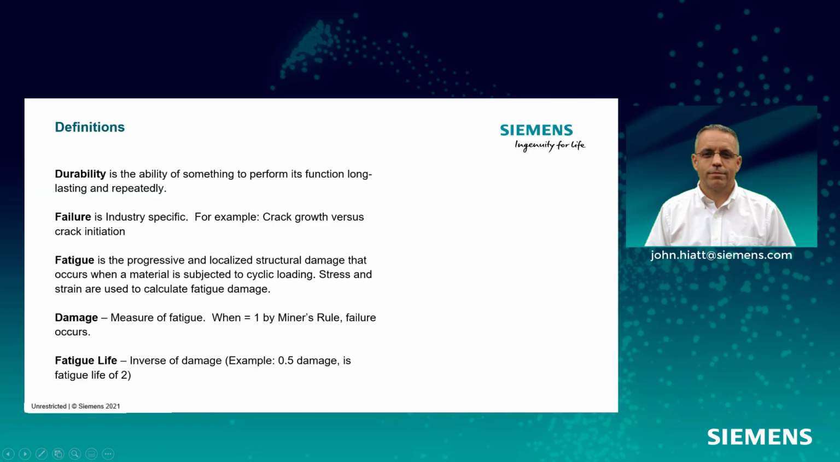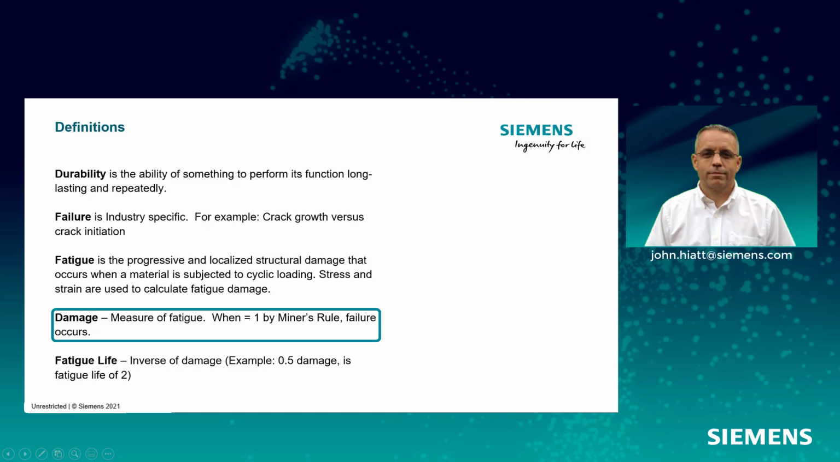So to finish it off, some definitions. Fatigue is the progressive and localized structural damage that occurs when a material is subject to a cyclical load. So when you hear fatigue, you should think cyclical load. We're going to use stress or strain to calculate fatigue damage. Damage is a measure of fatigue.